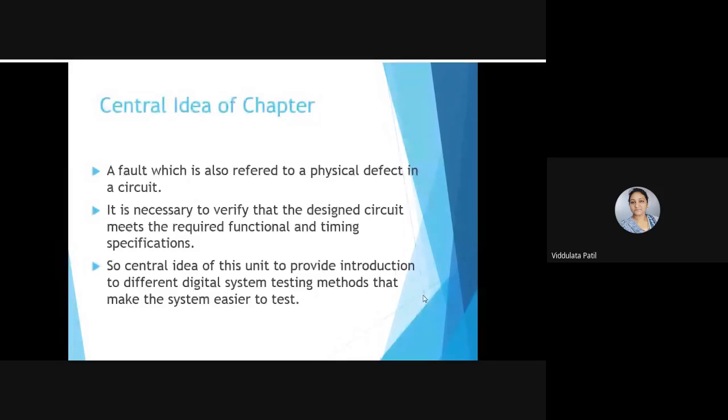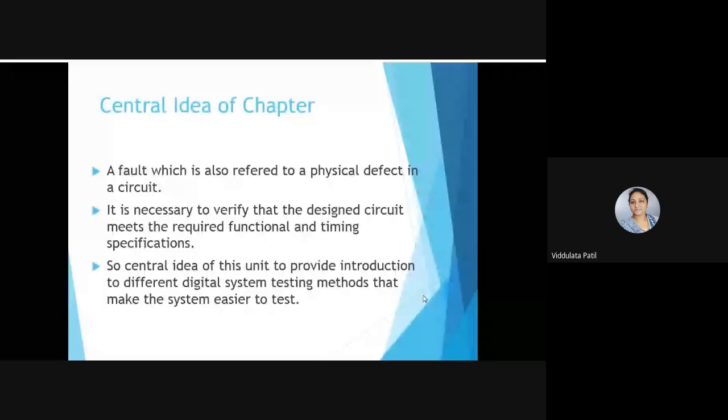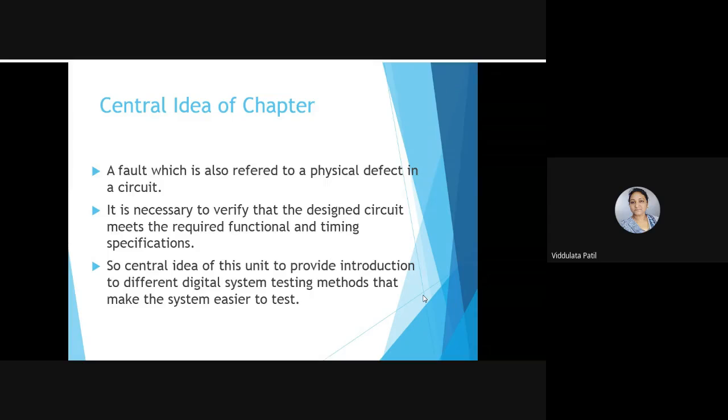The central idea of this unit is to provide an introduction to different digital system testing methods, which will make the system easier to test. If there is any defect or fault present in your design, then you should know certain methods which will be used for testing that circuit. That is why we are going to learn about this unit. So write down the central idea of the chapter.